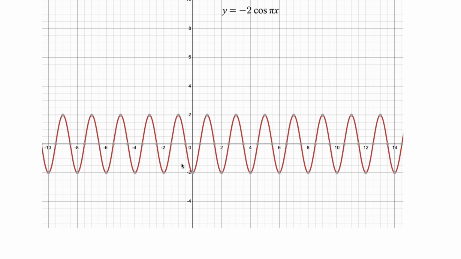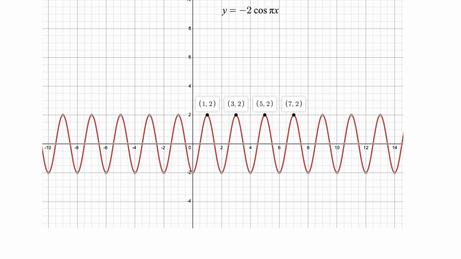Now, since the multiplier of x, or coefficient of x, is greater than 1, it's a horizontal compression. We're getting a lot more periods in a specific interval. So remember that the period is 2 pi divided by the number in front of x. So 2 pi divided by pi is 2. And as you can see, these maximum points are indeed 2 units apart. So far, this is what the graph looks like after applying a reflection, a vertical stretch, and a horizontal compression.